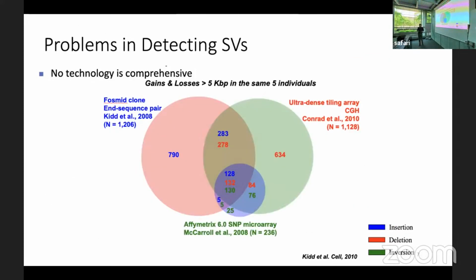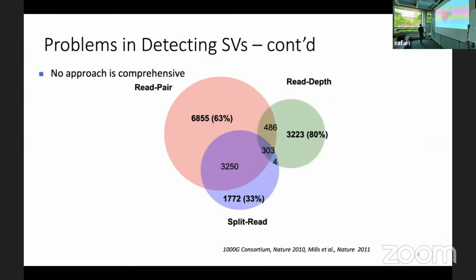There are many problems with detecting copy number variants, unfortunately. First, no technology is comprehensive. Here you see 3 different technologies and the copy number variants detected using those on the same 5 individuals. These are relatively large copy number variants, but everybody says something else, as you see in this 2010 paper. No technique is comprehensive.